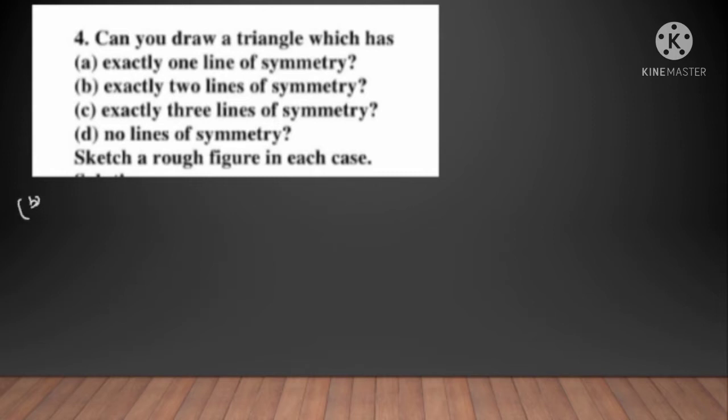Second subdivision, subdivision B, exactly two lines of symmetry. Now just think of whether there is any triangle with two lines of symmetry.